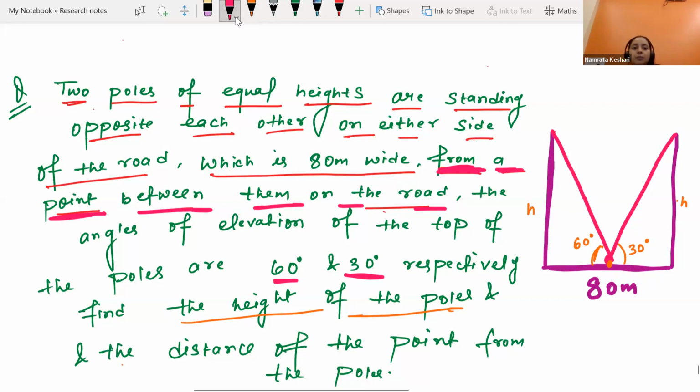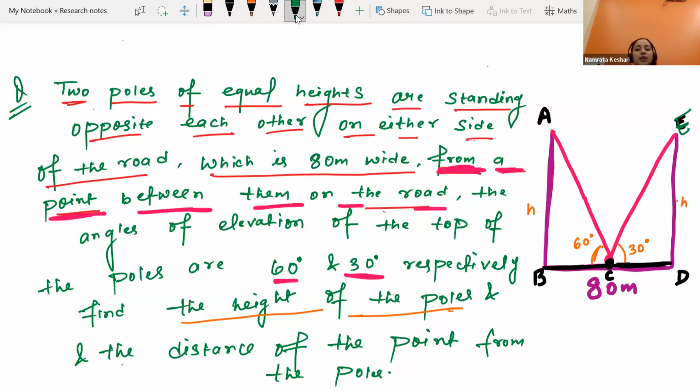In between both the poles we know there is a distance of 80 meters, but what is the distance over here? This much distance. And what is the distance over there? That distance. These two distances we still have to find. So if we name the points A, B, C, D, E, like this is E, let's see.